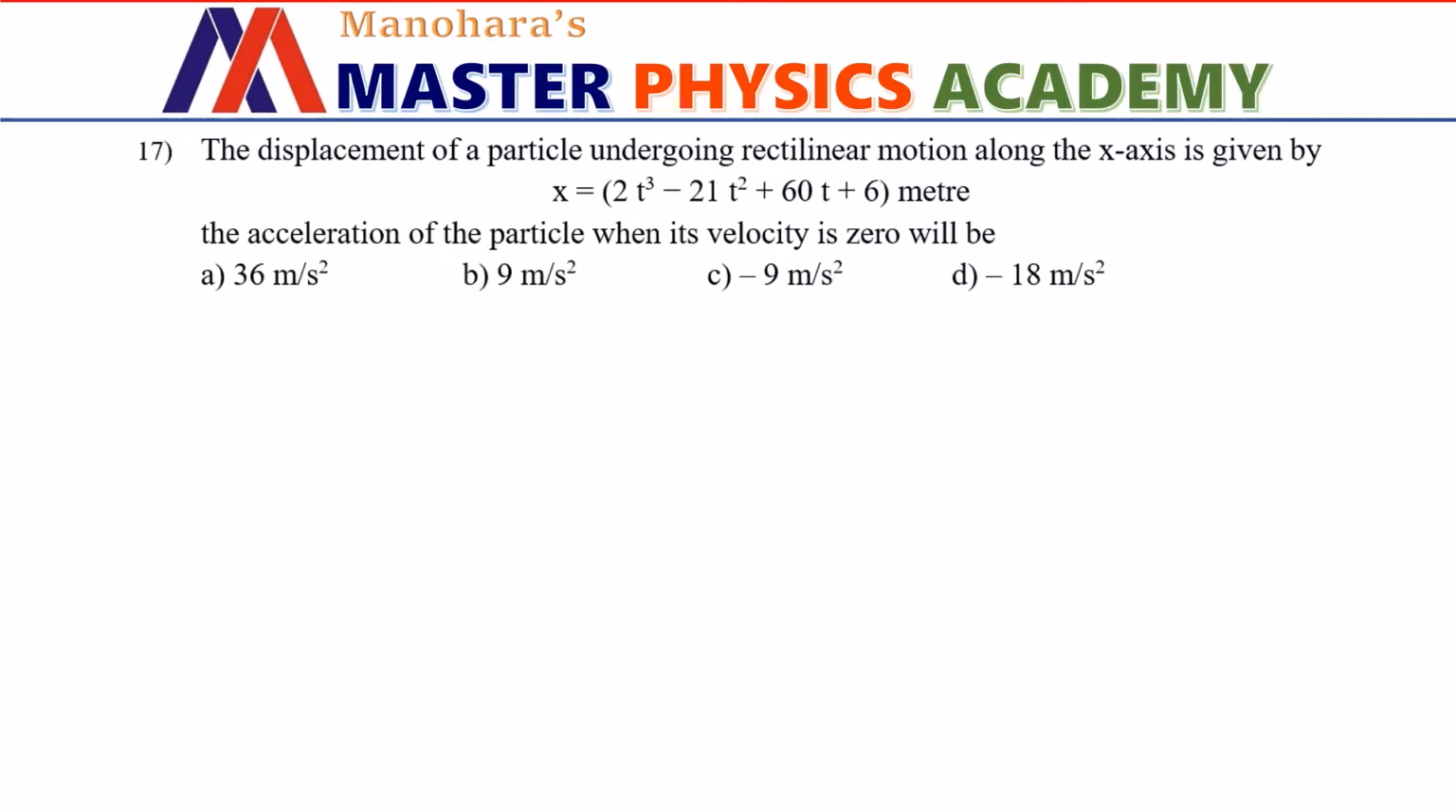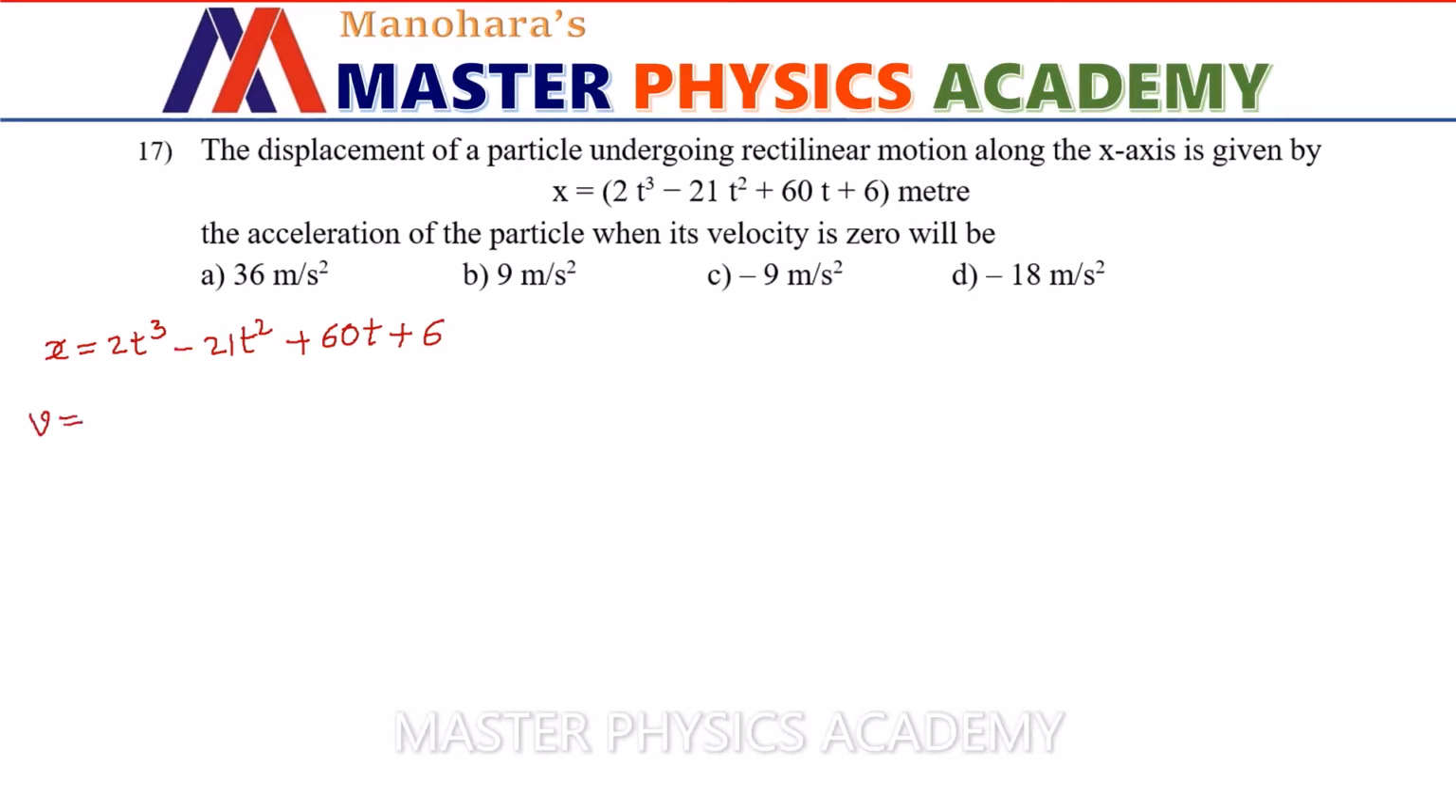The displacement of a particle undergoing rectilinear motion along the x-axis is given by x is equal to 2t cube minus 21t squared plus 60t plus 6 meter. The acceleration of the particle when its velocity is 0 will be. It is given that x is equal to 2t cube minus 21t square plus 60t plus 6.